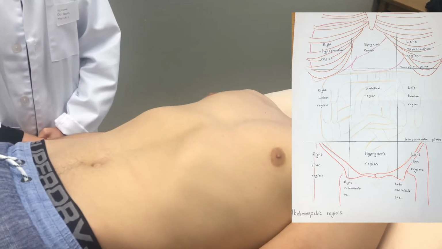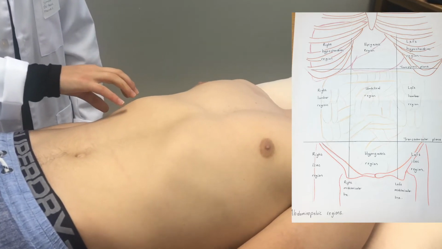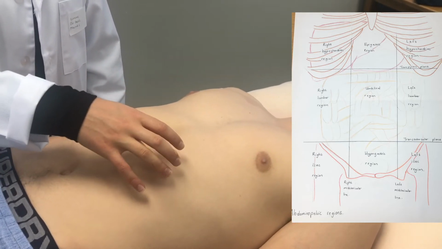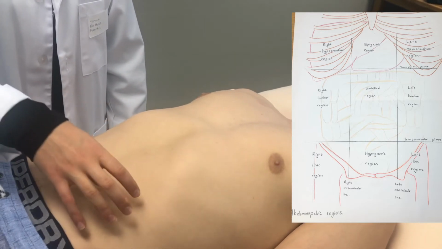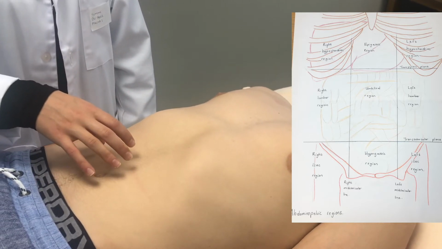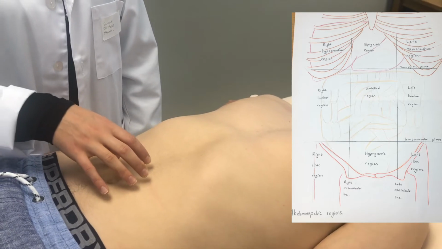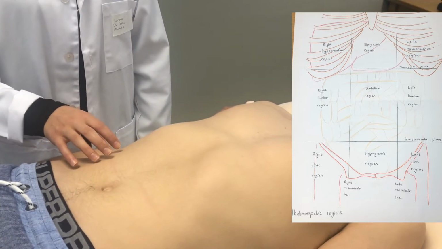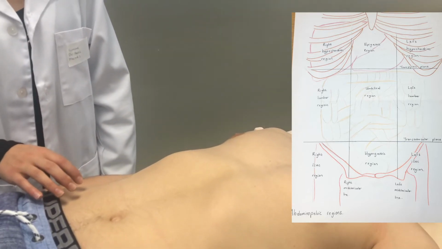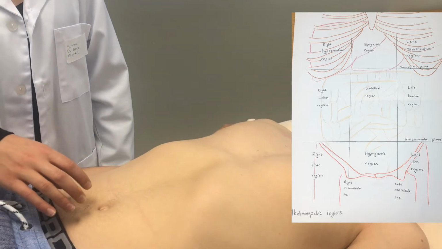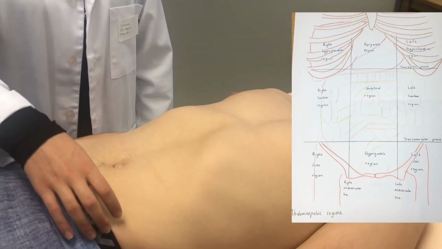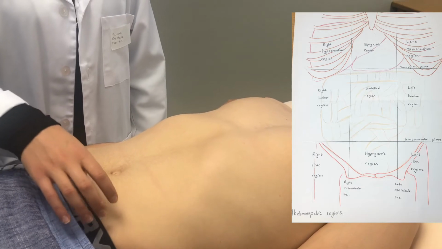This gives me 9 regions, namely the right hypochondriac region containing the liver, the epigastric region containing the stomach, the left hypochondriac region containing the spleen, the left lumbar region containing the descending colon, the umbilical region containing some small intestine and the transverse colon, the right lumbar region containing the ascending colon, the right iliac region containing McBurney's point, the hypogastric region containing the uterus in a female, the bladder as well as small intestine, and the left iliac region containing the sigmoid colon. Thank you.